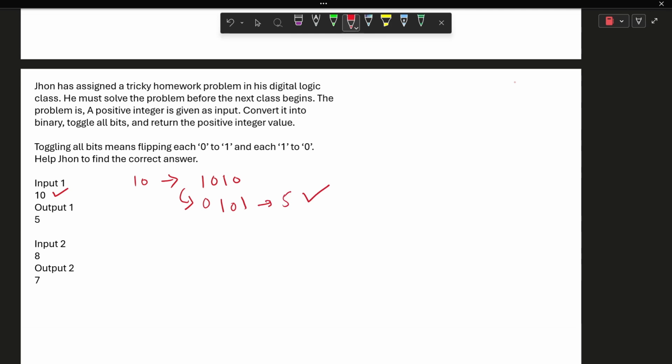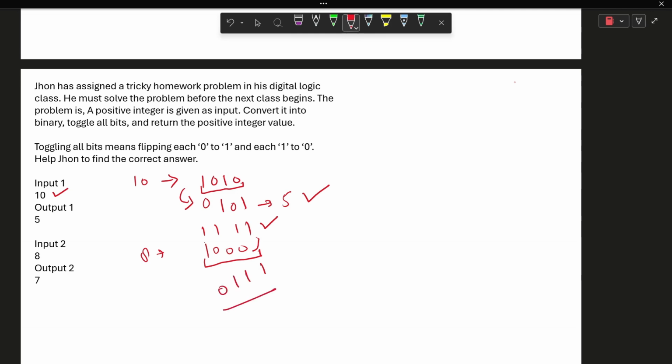Actually, now see, there are 4 bits in 10. When we write 8, it becomes 1000. Actually, there are also 4 bits in 8. If we got 1111 here, if we XOR this particular number with 1111 with the same number of bits, what does it become? 1010 XOR 1111 gives 0101.